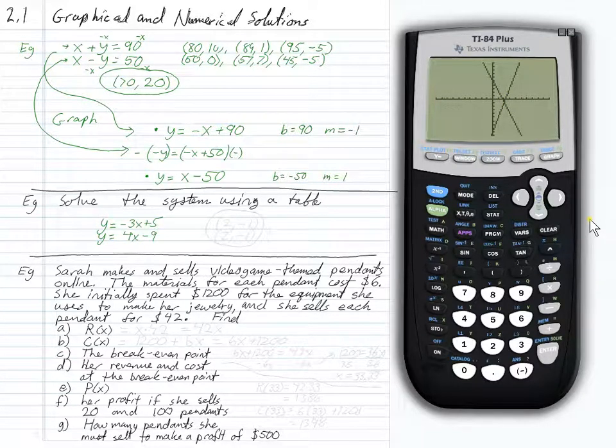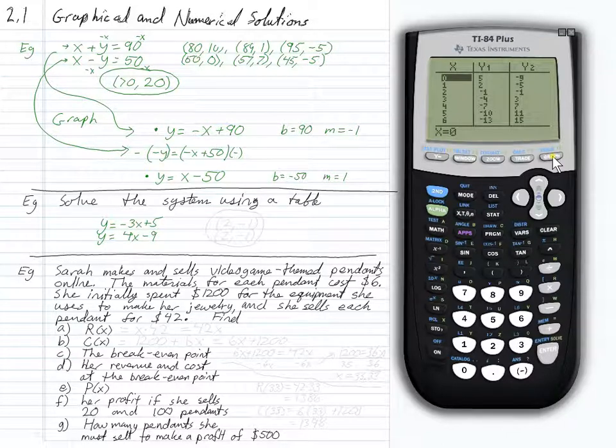Now you can check this if you go to the table, and if, again, you are on the auto setting for the table, you'll see when x equals 0, the first equation is 5, the second equation is -9. That makes sense because those are our vertical intercepts. If x is 0, we would just get the constant. If x is 1, we would get 2 and -5 respectively for our y value.